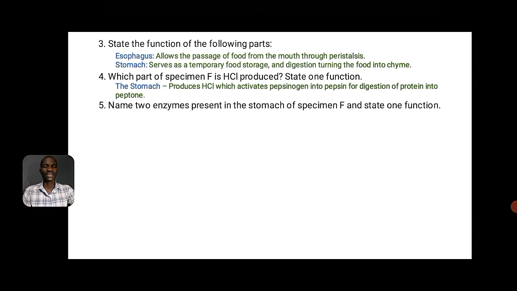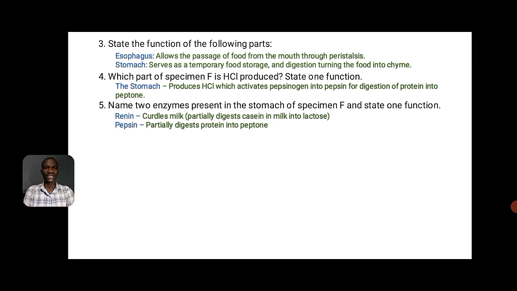So here they can say, number 5, name 2 enzymes present in the stomach of specimen F, and state one function. Number 1 is renin. It is an enzyme that curdles milk. It works on casein that is present inside milk and converts the milk into lactose. The second enzyme is pepsin, and it partially digests protein into peptone.